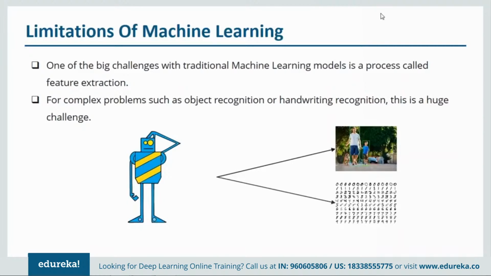Now, what happens because of that? Complex problems such as object recognition or handwriting recognition become a huge challenge for machine learning algorithms to solve. Now, let me give you an example of this feature extraction.